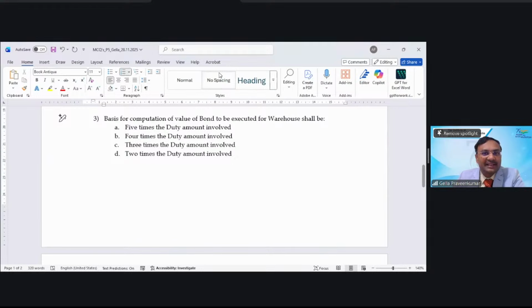So what would be your right answer for this third question? Swaminathan, Sanjay, all of you have said 3 times. Yeah, it's a right answer. 3 times is a right answer.